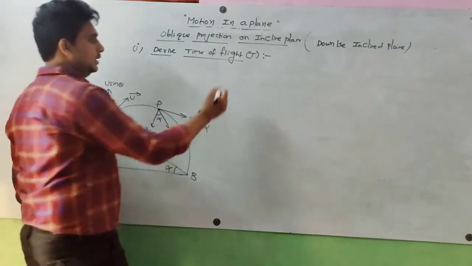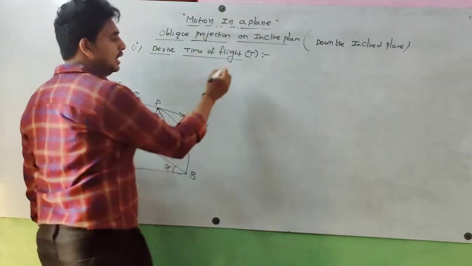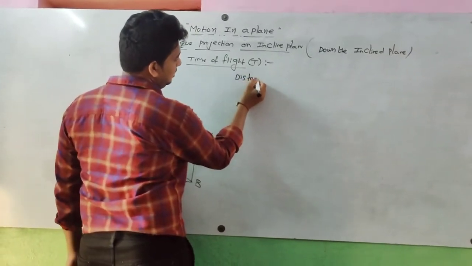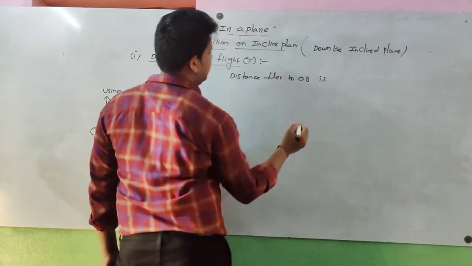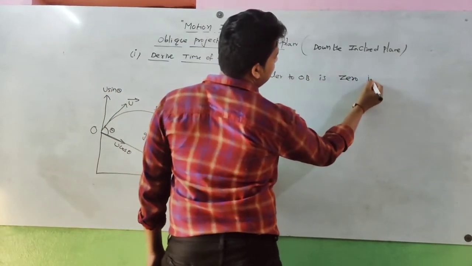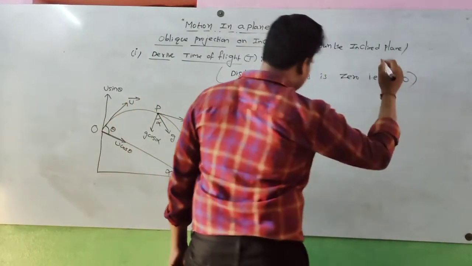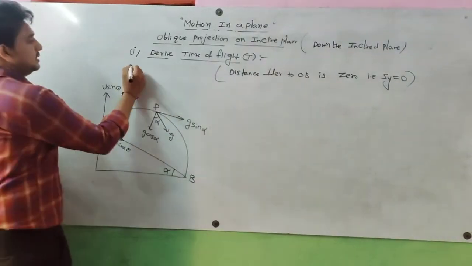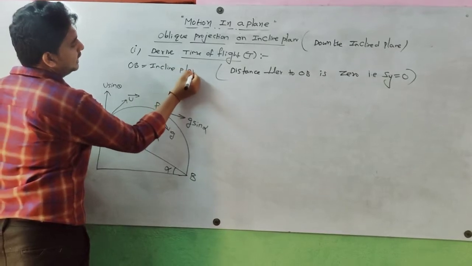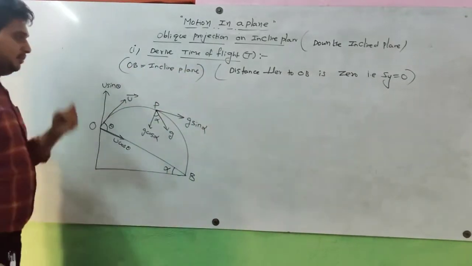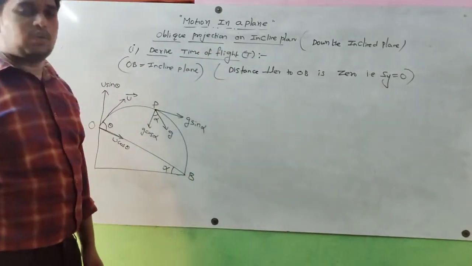So how to find the time of flight? A simple trick: the distance perpendicular to OB is 0. That means Sy is equal to 0. This is a simple trick for finding time of flight. Here OB means the inclined plane. Distance perpendicular to OB is 0, Sy is equal to 0.